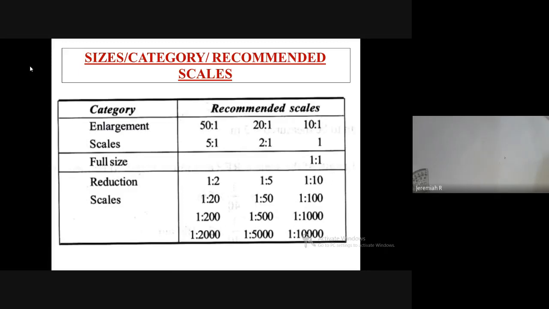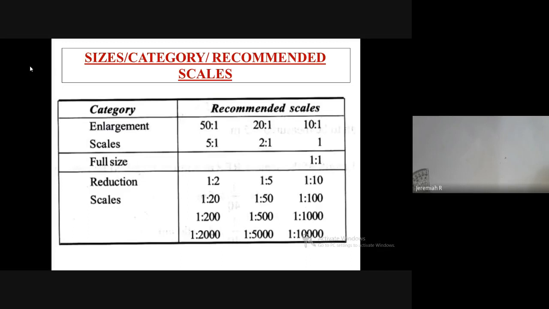The full size is 1:1. So what we are doing is full size, 1:1. Then there is the reduction scale. I already told you, the component is very big. I want to draw a car in a drawing sheet, so for the dimensions of the car, you have to go for a reducing scale. I want to draw a building, a dam, or a robot or something like that. I want to draw a big component in a drawing sheet. You have to go for a reducing scale or reduction scale.